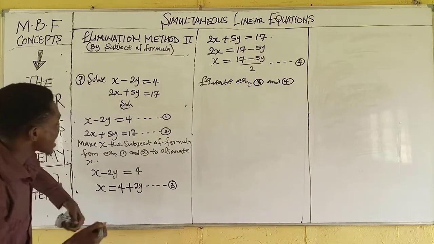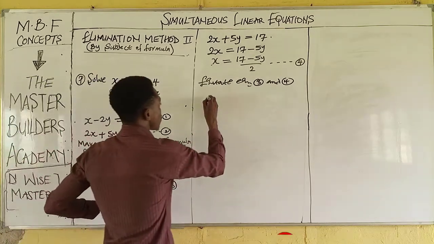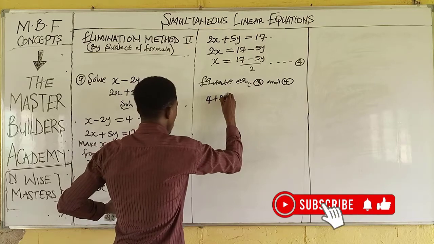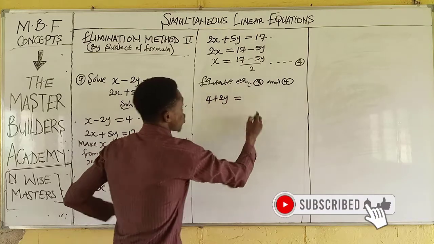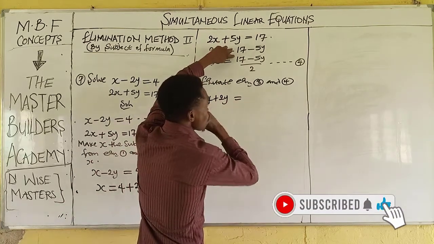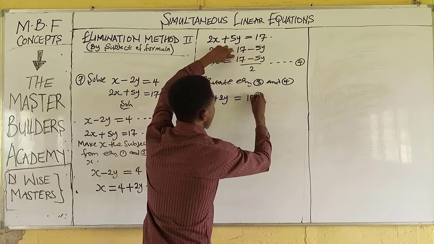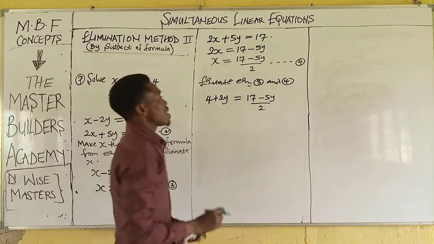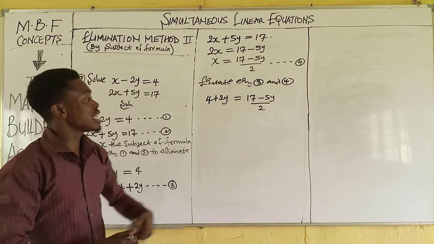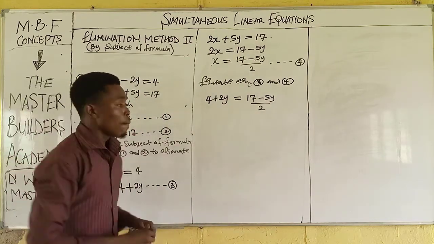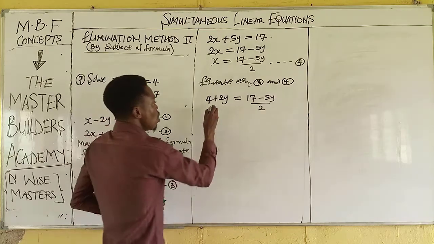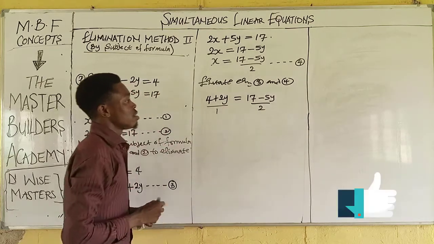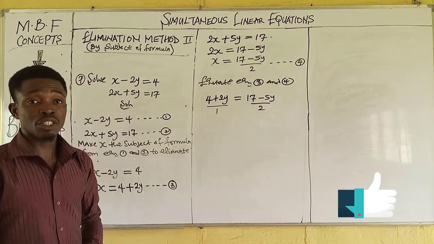Are we there? So the right hand side of equation 3 is 4 plus 2y is equal to the right hand side of equation 4, which is 17 minus 5y over 2. Now the right hand side at this point is a fraction, but this side is not a fraction. So what must we do? We simply put this as over 1. So guys, how do we clear up the fraction here?